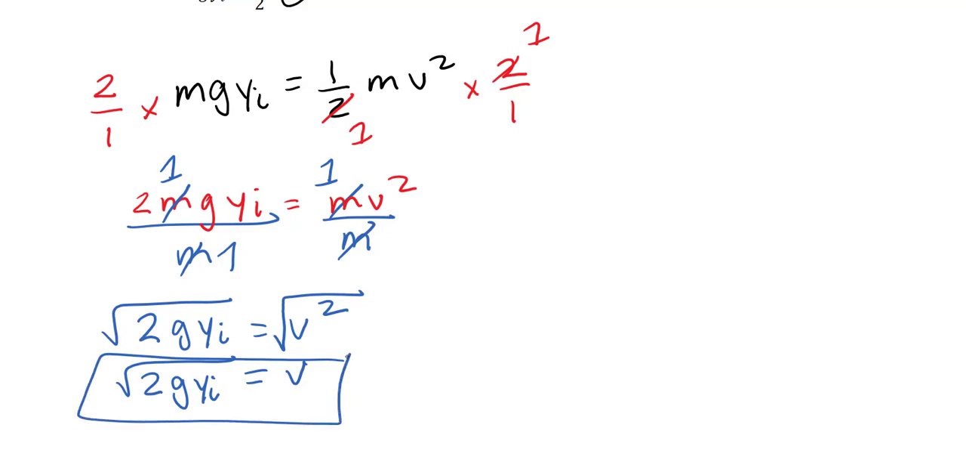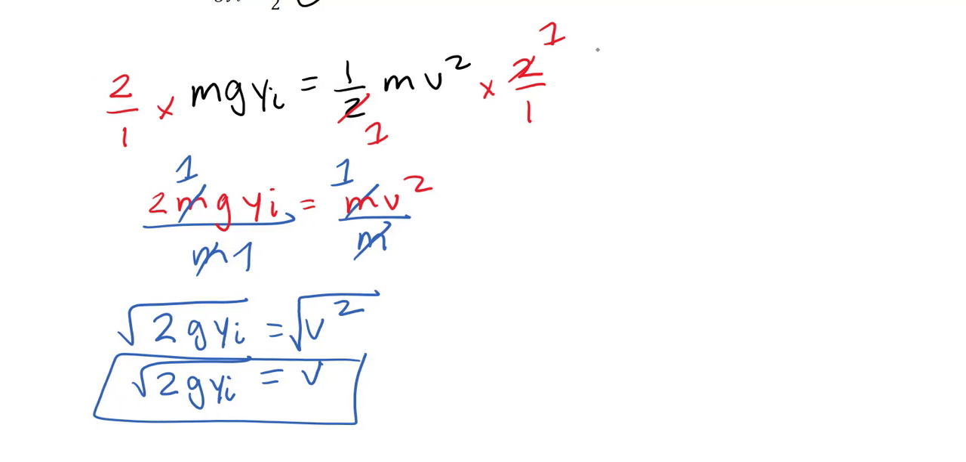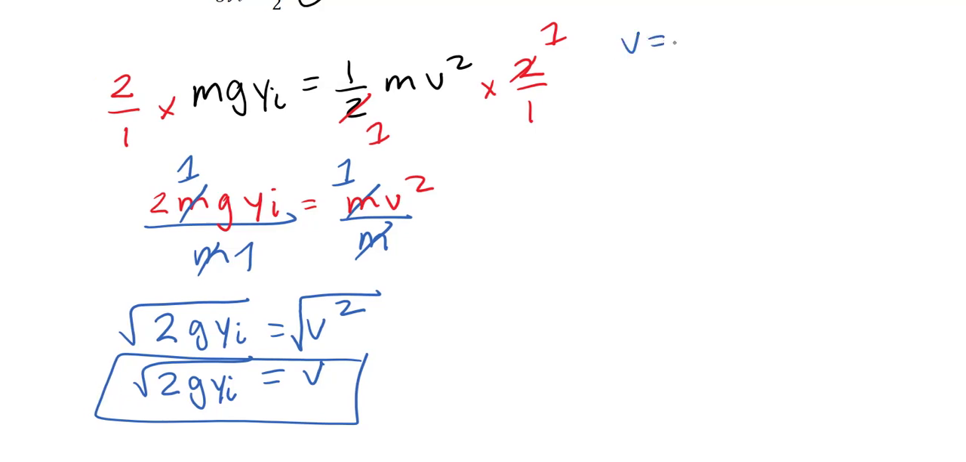Now let's go ahead and solve for this in terms of the numbers. So now we have v, which is equal to the square root of 2gyi.